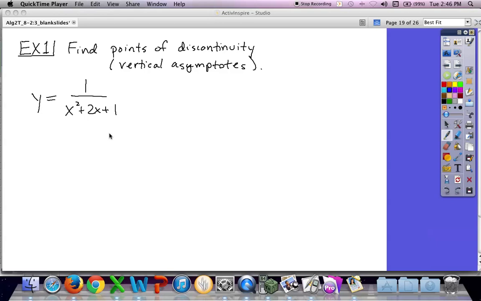Right. Find the points of discontinuity. That's the directions on the example. I put in parentheses vertical asymptotes because they're going to be vertical asymptotes, and that's what we care about.